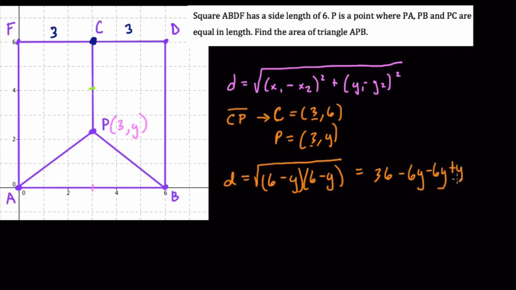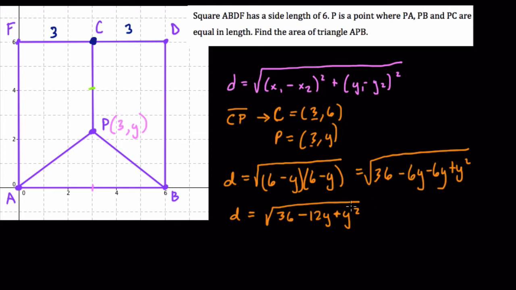And plus y squared, right? So the square root of this whole thing, and that could be, right, the distance of CP equals the square root of 36 minus 12y plus y squared. So hang in there. We're actually getting pretty far in this problem.